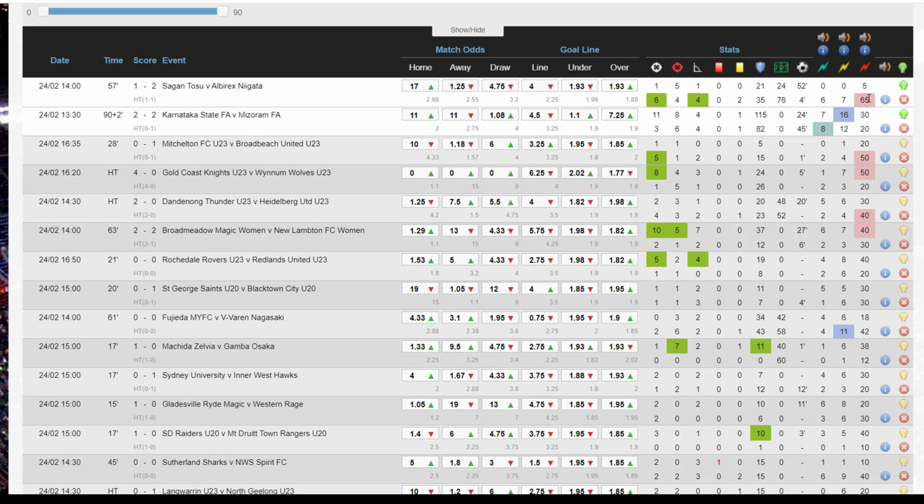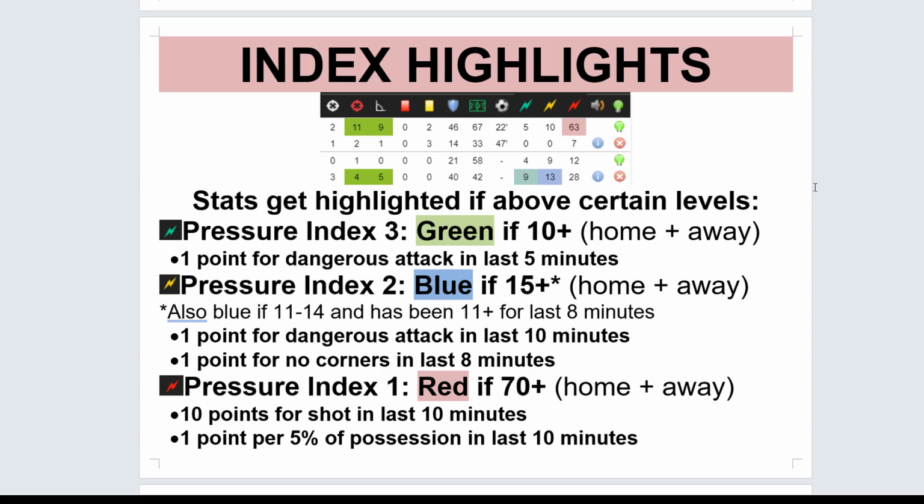And you can see these color highlights here. The indexes will get highlighted if they are above certain levels. For example, the pressure index 3 will highlight the number in green if it has 10 or more points. It gets 1 point for each dangerous attack in the last 5 minutes. So that means the combined home and away dangerous attacks, if there are over 10 dangerous attacks by both the home and away team in the last 10 minutes, it will glow green, and that will indicate there's lots of dangerous attacks going on and there's a chance of a goal coming.